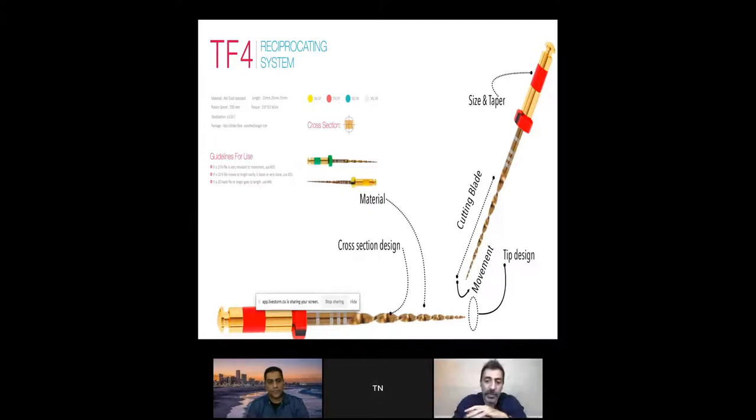The cutting blade, the number of flutes, if they have a spaced flute or not. The tip, if it's an active tip or if it's a non-cutting tip. Of course, we have to examine the handle of the file if we have rings indicating the taper and the color, of course, standard color, the red for 25 and the blue for 30 and the yellow for 20. So this is TF4. This is a four-file system with reciprocating motion. It's a square cross-section. And it's reciprocating. We have 27%, 25.7%, 35.6%, and 45.05%.